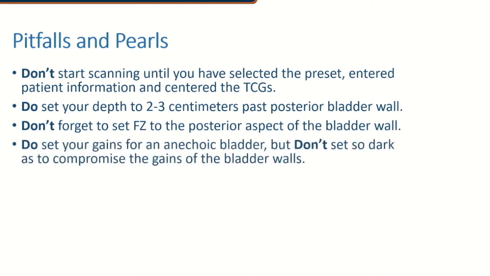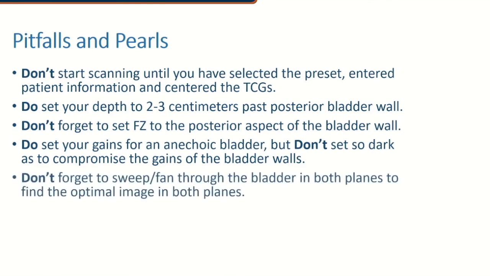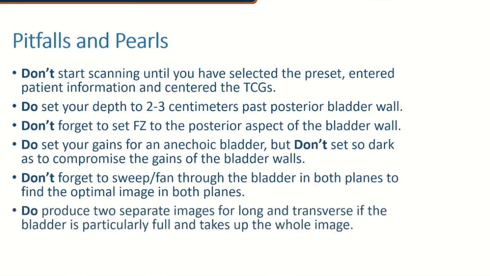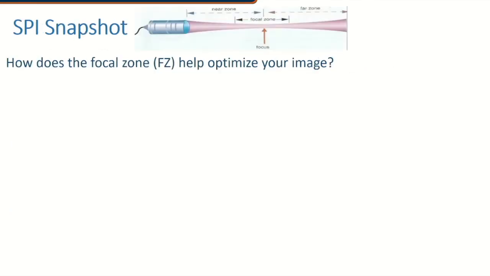Do set your gains for an anechoic bladder, but don't set it so dark that you compromise the gains of the bladder wall. And don't forget to sweep or fan through the bladder in both planes to find the optimal image in both those planes, as well as to look for any abnormalities in the first place. And do produce 2 separate images for a long and transverse if the bladder is particularly full and takes up your whole image. Now let's move on to some SPI snapshots.